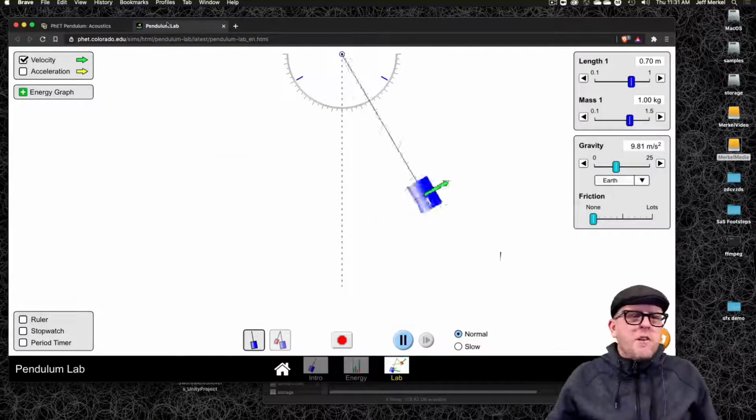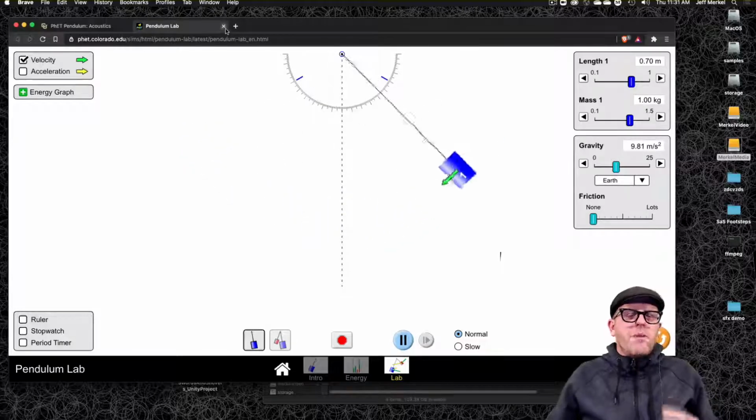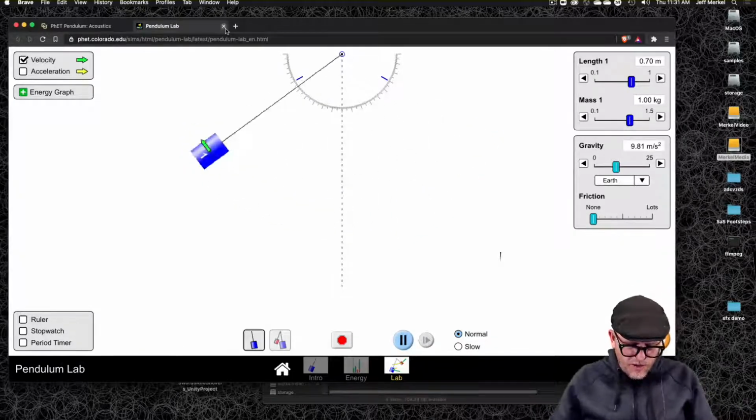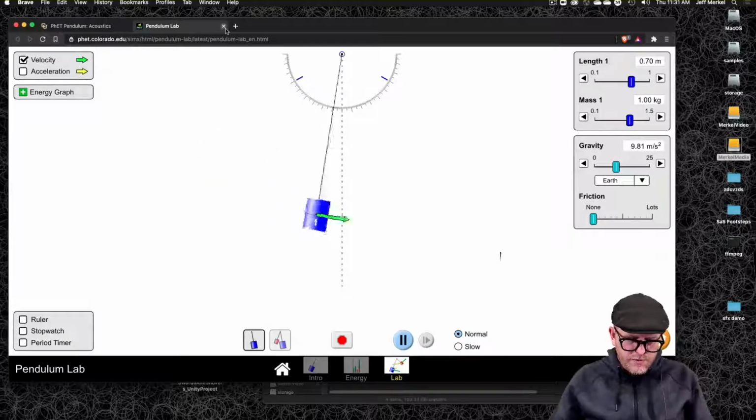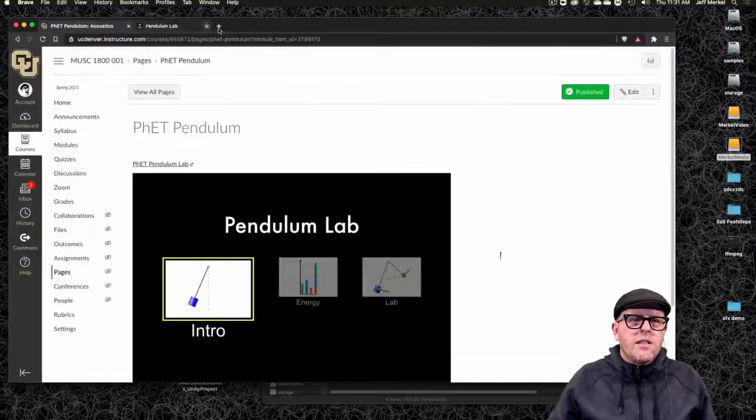Okay, I want to get moving on here because that's a little further. But how do we apply this to this notion of sound? Okay, let's see. Oh yeah, we have one more. Let's go back here.